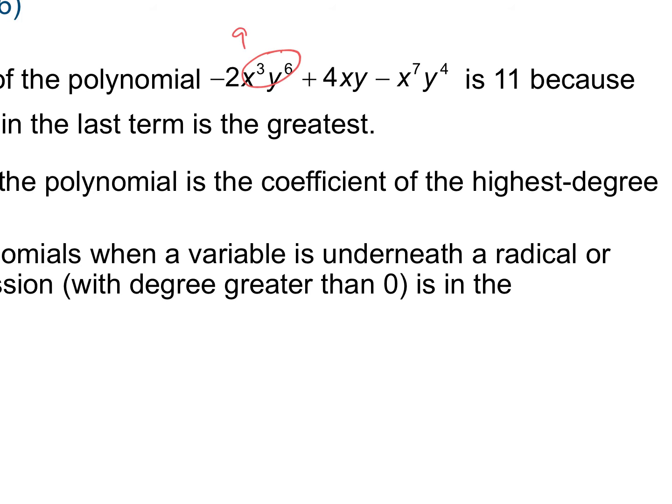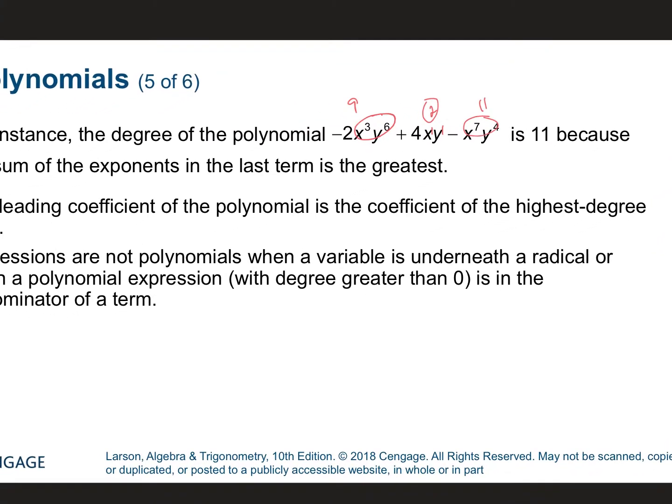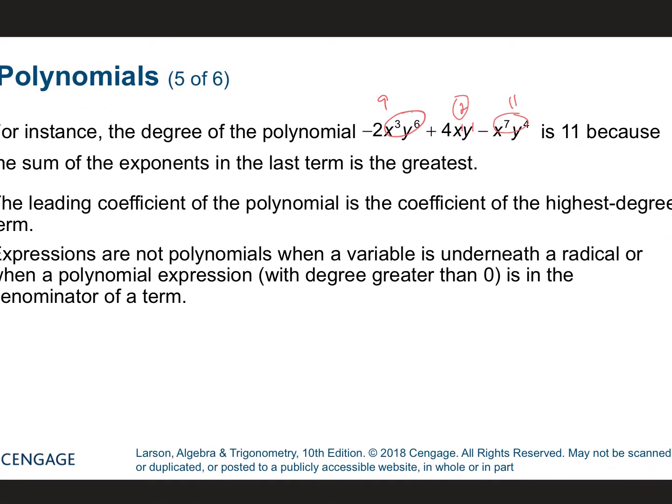So 3 plus 6 here is what? 9. What are my exponents on 4xy? 1 and 1, so this is 2. And then I have 7 and 4, which is 11. Which number is the biggest? 11. So you would say that this degree is 11 because the sum of the exponents is the biggest. That only happens, guys, when it's more than one variable. 90% of the time, when asked all these questions, you're just going to answer when it's one variable, like all x's, all y's, that sort of a thing.